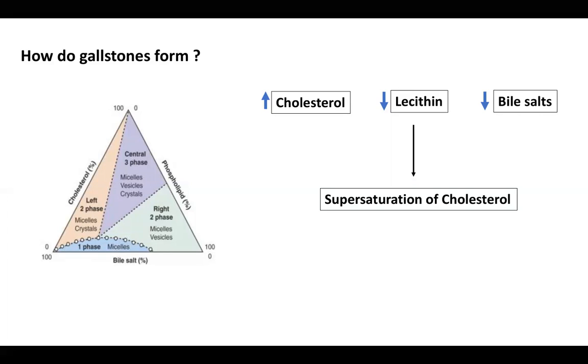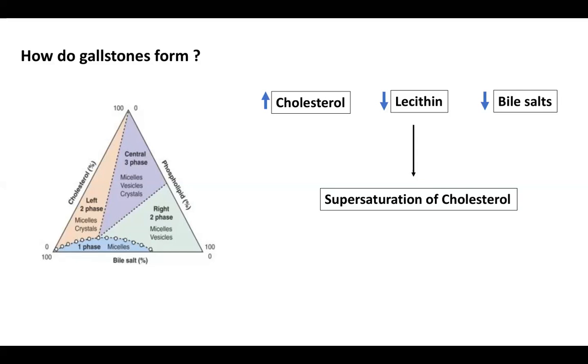Now, for the postgraduates, every examiner has certain keywords. And if you mention these keywords, they usually don't ask any further questions. So the keywords here are cholesterol, lecithin, bile salts, increased cholesterol, decreased lecithin, decreased bile salts. And this leads to supersaturation of cholesterol.